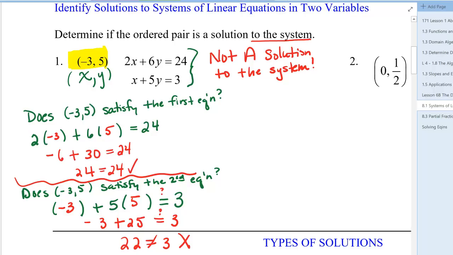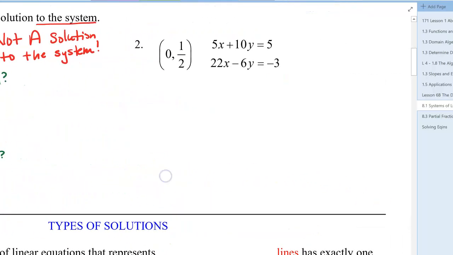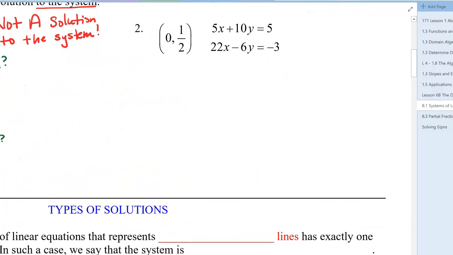So let's look at example 2. Example 2 has a y-coordinate that is a fraction, but we still handle it the same way. So if we call this equation 1 and this equation 2, let's first plug in 0, 1/2, where x is 0 and y is 1/2. So we have 5 times 0 plus 10 times 1/2, and we want to see if that's equal to 5.